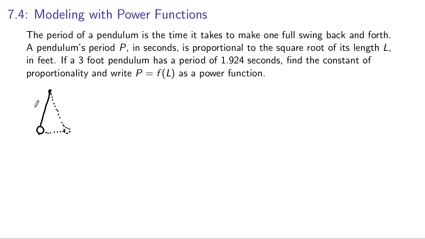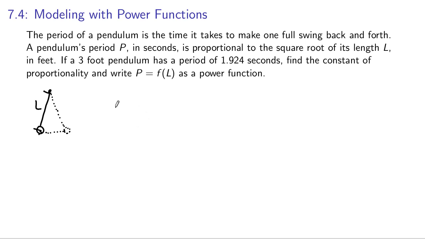It's proportional to the length, L, in feet of the pendulum. So this length to the center of mass of the weight, L. If a 3-foot pendulum, again that'll be measured from the pivot point to the center of mass of the weight, has a period of 1.924 seconds, find the constant of proportionality and write p as a function of L.